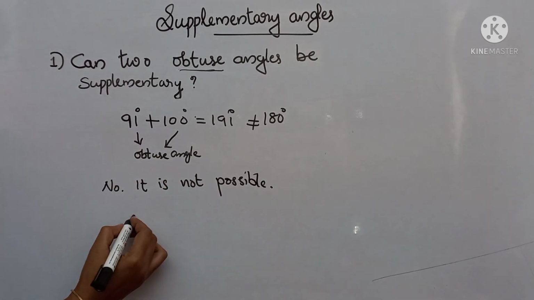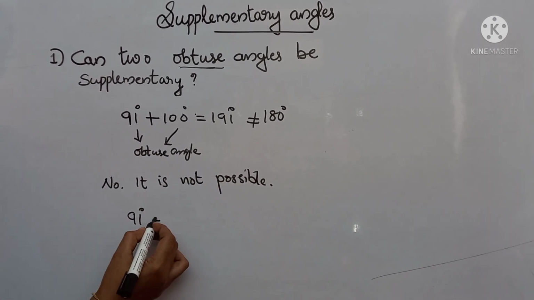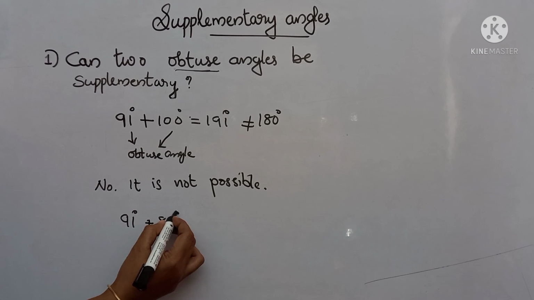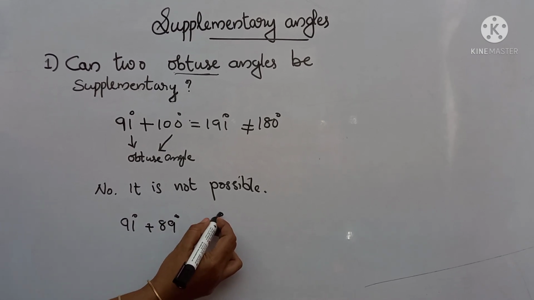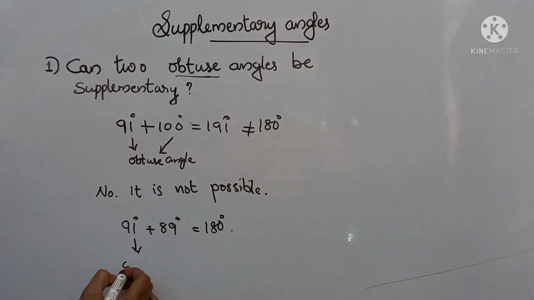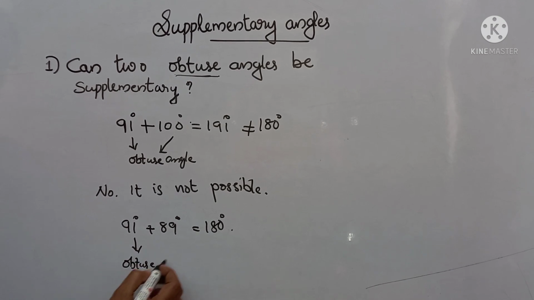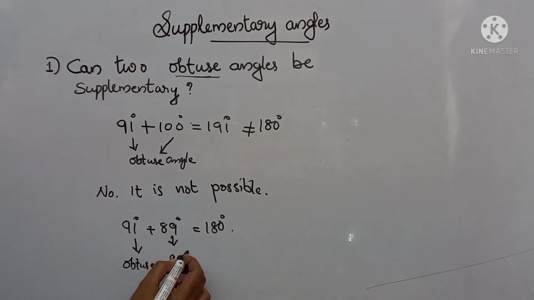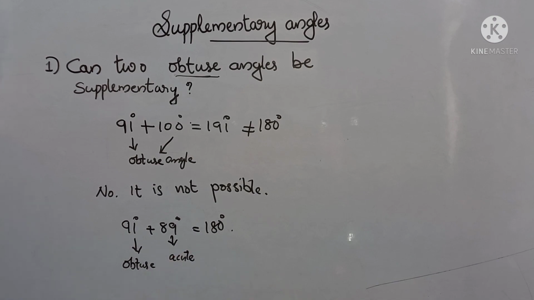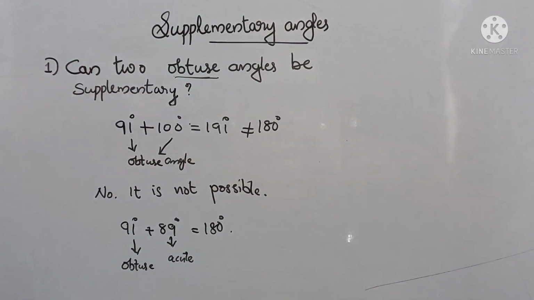But if it is 91 degree here and another one is 89 degree, we get 180 degree. That means here it is one obtuse angle and this is an acute angle. So one acute angle and one obtuse angle can form supplementary angles.